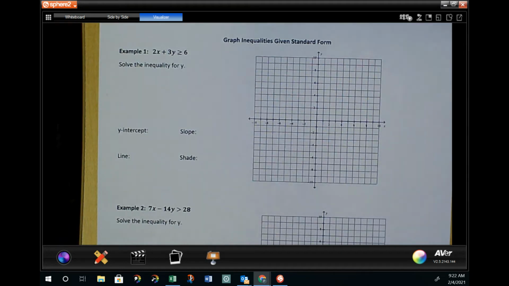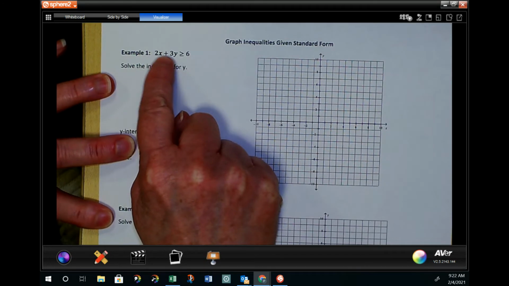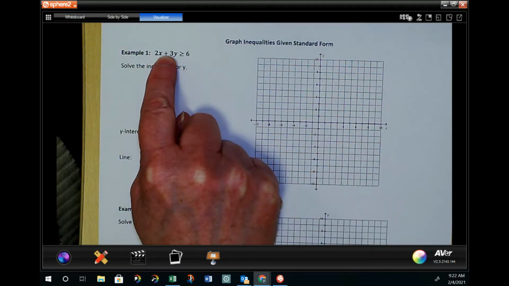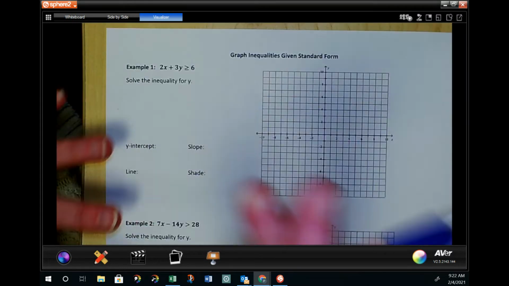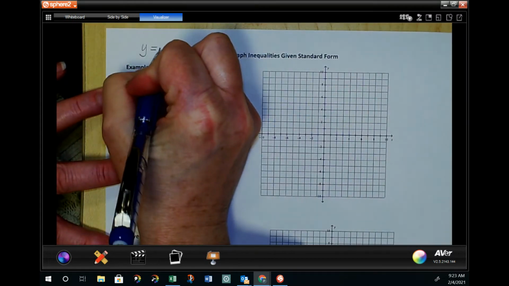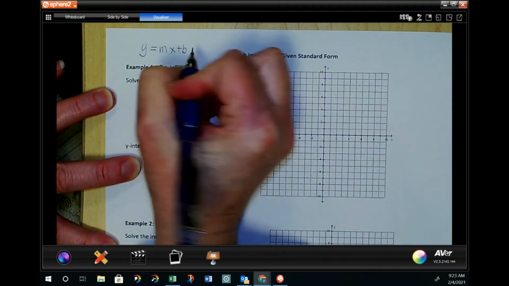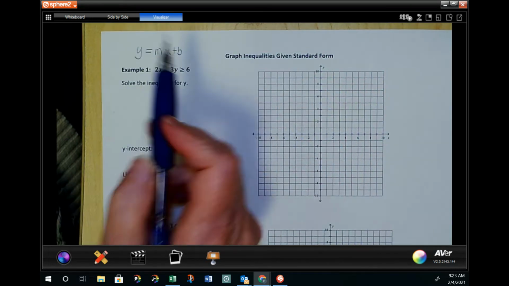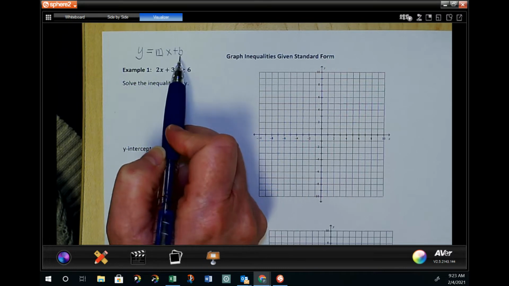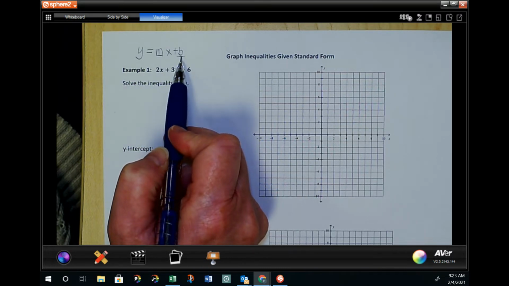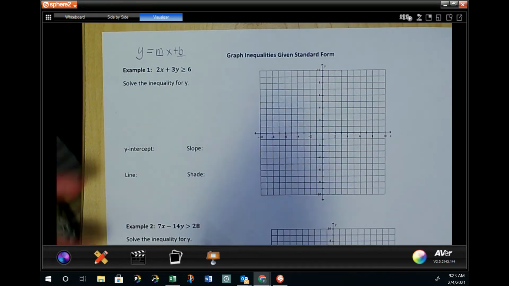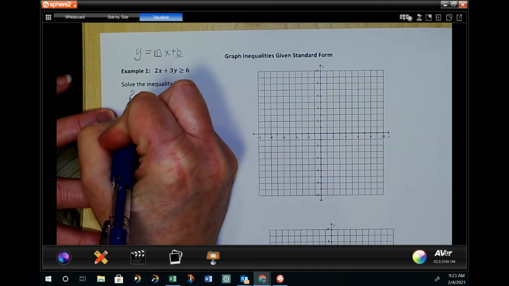Okay, so this time the problem is that we've got an inequality that is in standard form. And when we have standard form, remember the x and the y are on the same side, together. Really what we want to do, because it makes it easier, is to have y equals mx plus b. In y-intercept form this is much easier because you know your slope and you know your y-intercept.